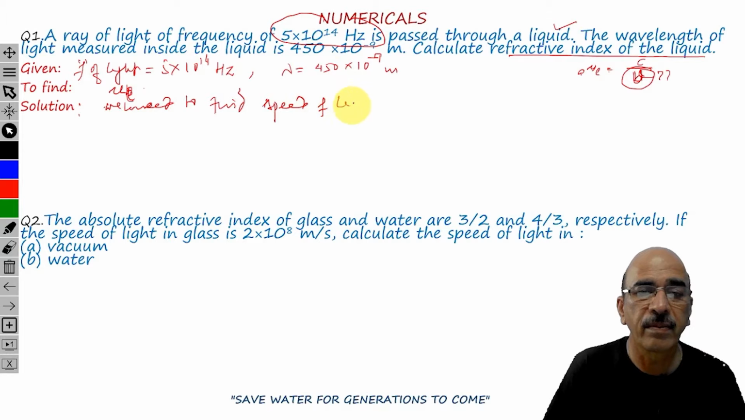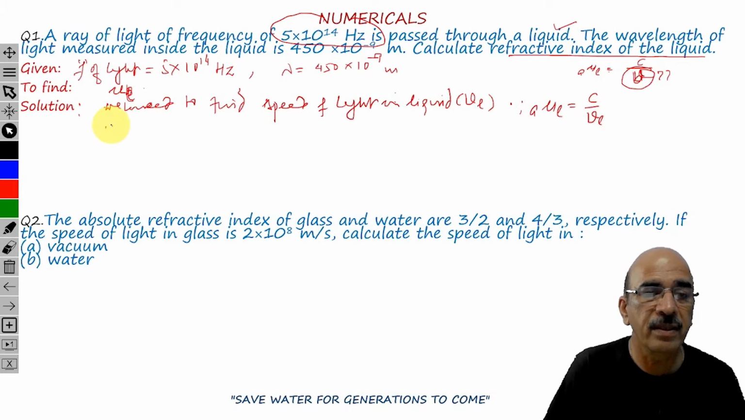Speed of light in liquid, ये हमको फाइंड करना है. ठीक है, स्पीड ऑफ लाइट इन लिक्विड, दिस इज Vl, हमको फाइंड करना है. एंड सिंस वी नो दैट रिफ्रैक्टिव इंडेक्स निकालना है, तो a mu l इज इक्वल टू C upon V. तो Vl मीन स्पीड ऑफ लाइट इन लिक्विड हमको फाइंड करना है.